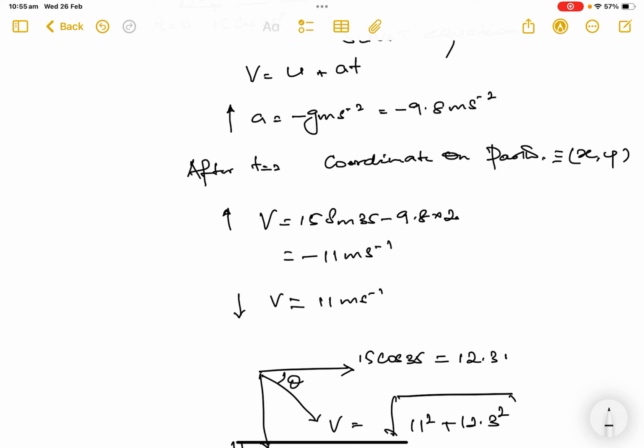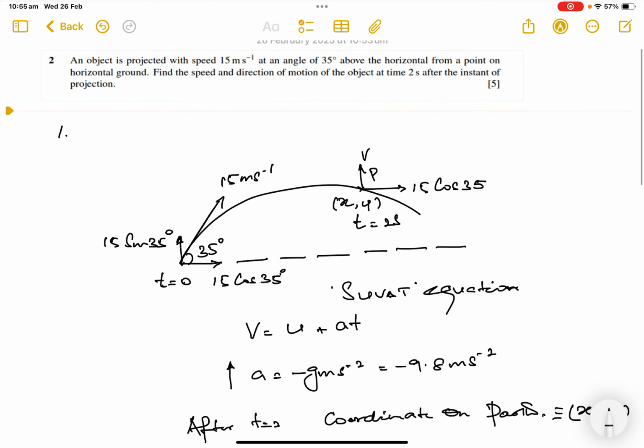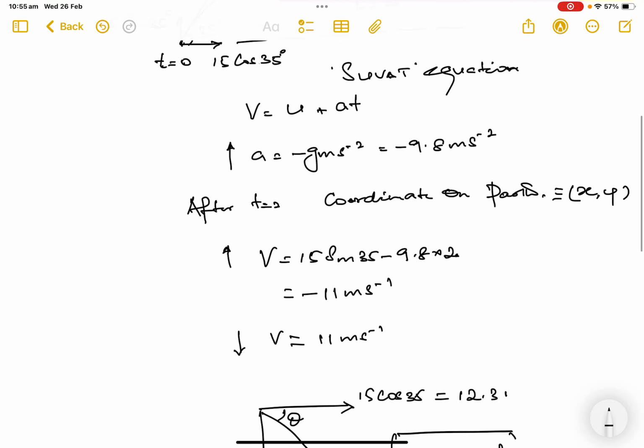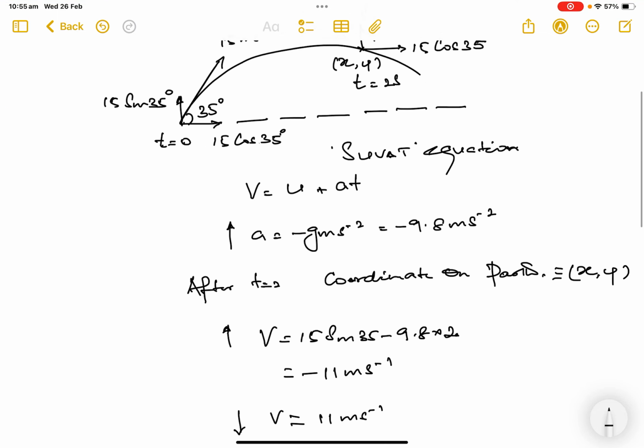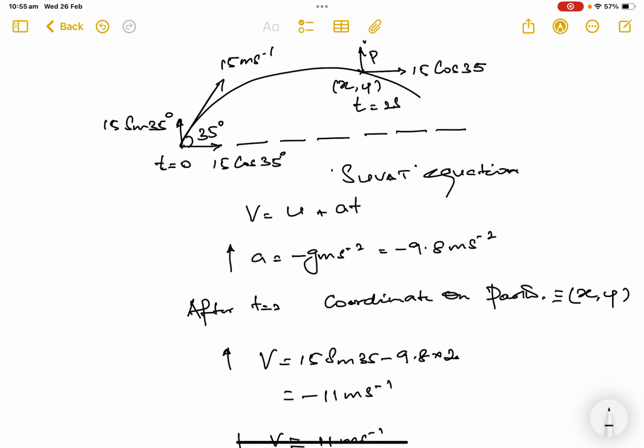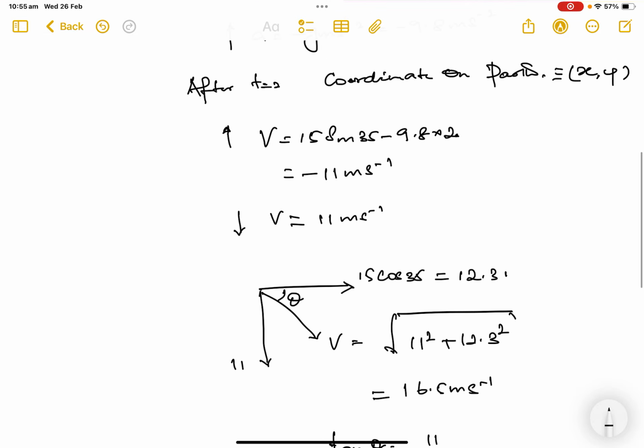If you work it out with a calculator, it is approximately 11 meters per second, but the value is negative because the direction of the velocity is not vertically upwards but vertically downwards. The path is coming down: it reached the highest point and the particle is coming down at 2 seconds after projection. It's a vector quantity, so negative means the direction is downwards.